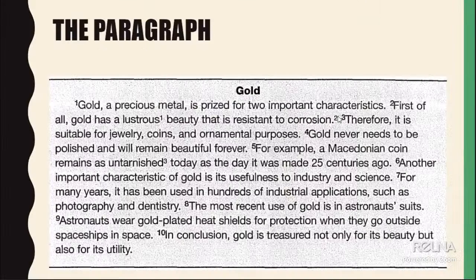We say, for example, first of all, gold has a lustrous beauty that is resistant to corrosion. I think that's the first argument or supporting sentence in this case. Then we got another thing. Another important characteristic of gold is its usefulness to industry and science. Here we are introducing our secondary topics in the paragraph. The rest are examples and ideas that support these sentences. Okay.